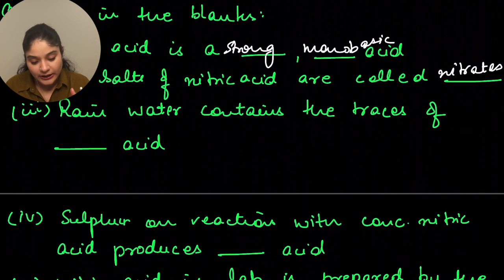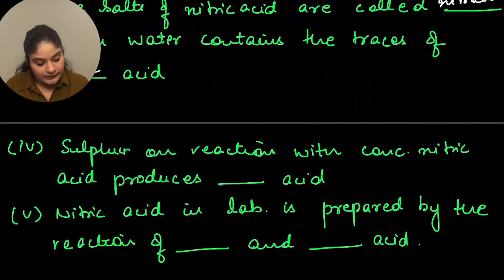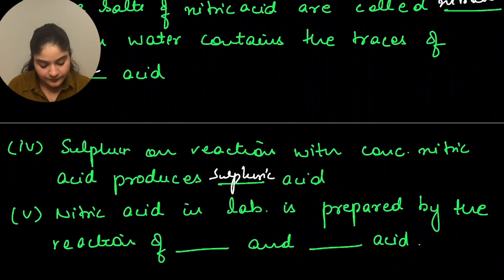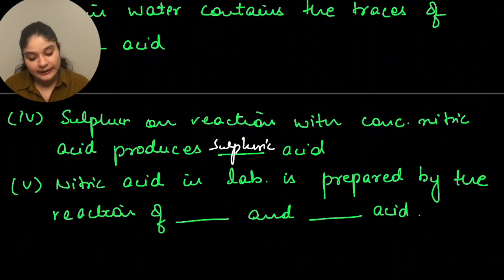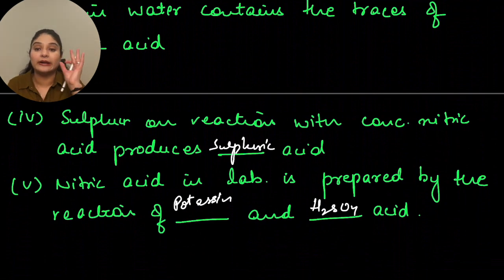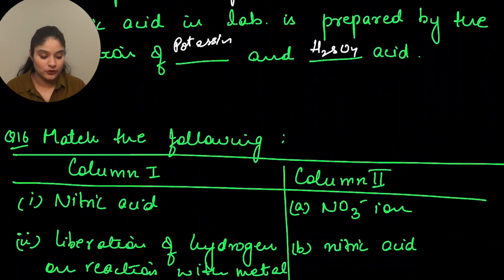Rainwater contains traces of nitric acid. Sulfur on reaction with concentrated nitric acid produces dash acid. So that will be sulfuric acid. Nitric acid in the laboratory is prepared by the reaction of dash and dash acid. Dash can be anything. You can say potassium nitrate or sodium nitrate and H2SO4. So sulfuric acid. Don't write the formula like me, write the entire thing, sulfuric acid.